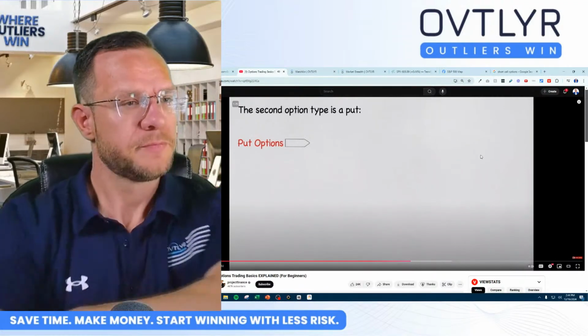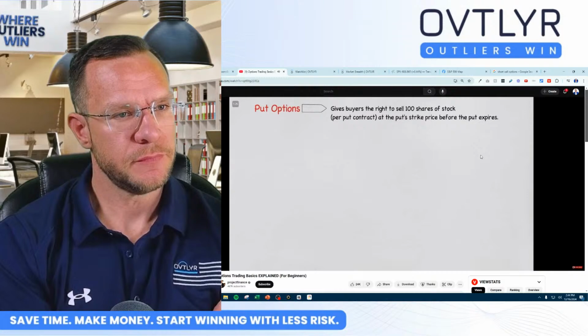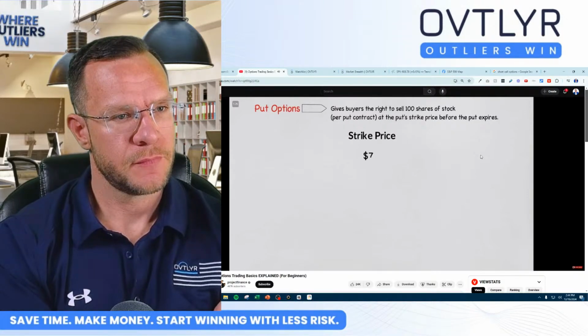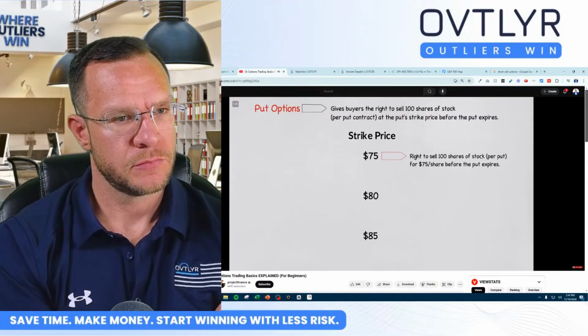Now, a put option is basically the exact opposite of a call option because a put option gives the buyer the right to sell 100 shares of stock per put contract at the put's strike price before the put expires. So, for example, if we have a put with a strike price of $75, that option holder has the right to sell 100 shares of stock per put for $75 a share before the put expires.